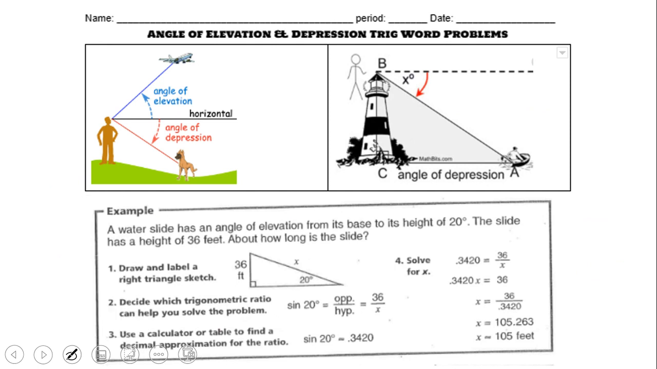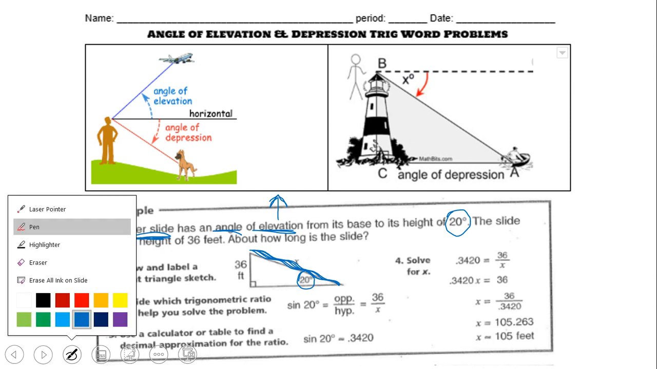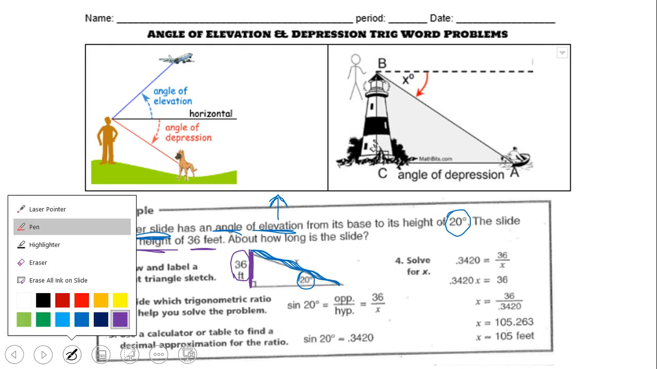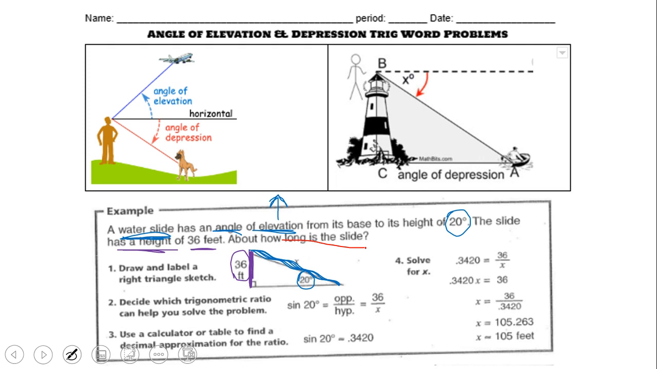But we can see that it says the water slide, so I'm going to use blue. The water slide has an angle of elevation, meaning we're looking up from its base to the height of 20 degrees. So I know I have a slide somewhere, and from the base to the height has my angle of elevation, 20 degrees. It also says that the slide has a height of 36 feet. So I know that this side of my triangle is 36 feet. So the question is, how long is the slide? That means I'm going to need to figure out this side.